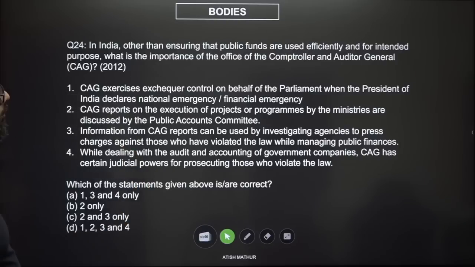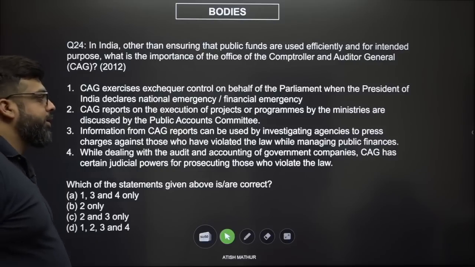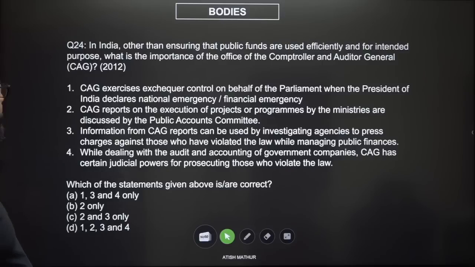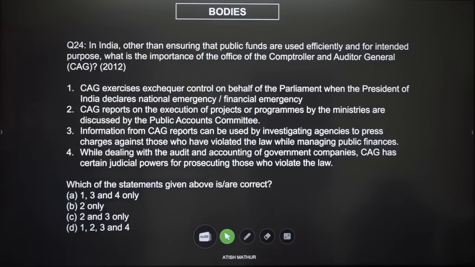In India, other than ensuring public funds are used efficiently and for intended purpose, what is the importance of the office of the CAG? CAG exercises exchequer control on behalf of the Parliament, and when the President of India declares national emergency or financial emergency, the CAG reports on the execution of projects or programs by the ministries and discussed by the Public Accounts Committee. Information from CAG reports can be used by investigating agencies to press charges against those who have violated the law while managing public finances. While dealing with audit and accounting of government companies, CAG has certain judicial powers for prosecuting those who violate the law. Right, got 1, 3 and 4, 2 and 2 only, 2 and 3, and 1, 2, 3 and 4.